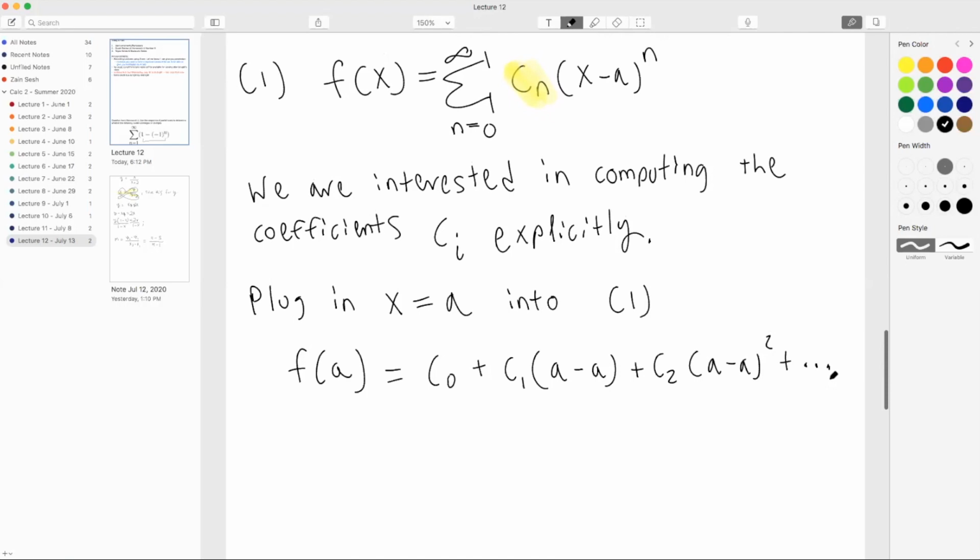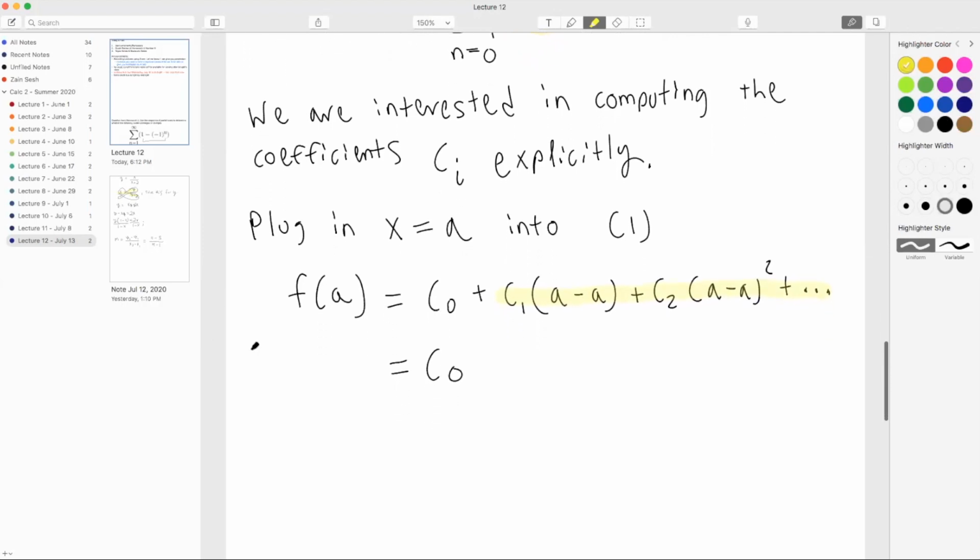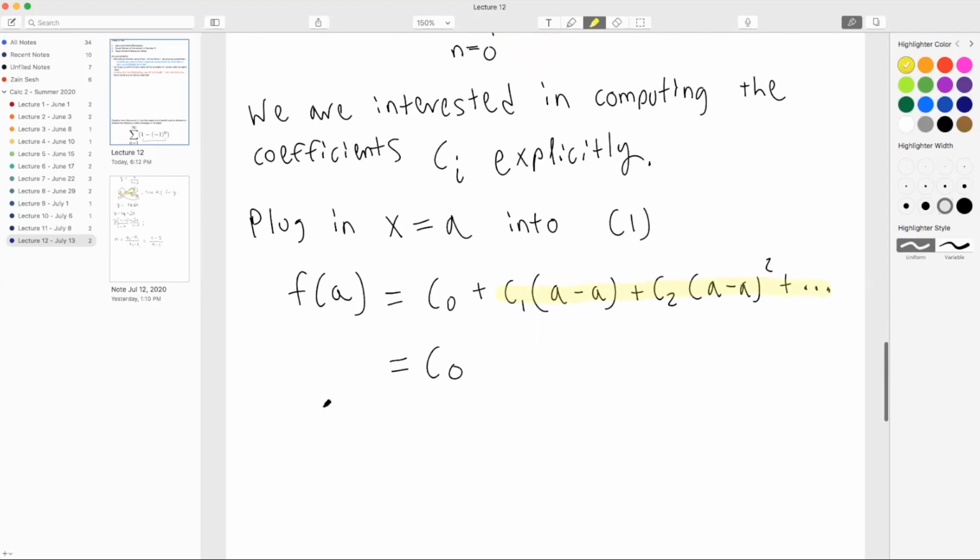I hope you agree that every summand except c sub 0 vanishes, so this is just c sub 0, because you're going to have a minus a in parentheses for the remaining terms. Everything I'm highlighting in yellow vanishes. So we actually figured out the first coefficient already. Thus, c sub 0 has a formula: it is f of a. Awesome.